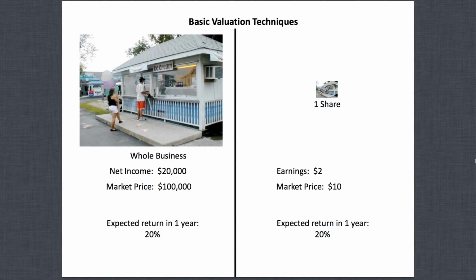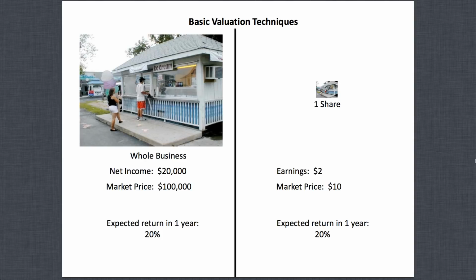Okay, so when we look at the whole business versus one share, I want to show you how it doesn't matter if you're valuing the entire business or you're just valuing one share. When we look at the whole business, we know that the net income or the profit is $20,000 for the year and that the market price is $100,000. So if you had $100,000 to buy Nancy's business and you bought it, 1 year later you could expect to earn $20,000 on your net income. So your expected return in 1 year would be 20% because 20 divided by 100 is 20%.